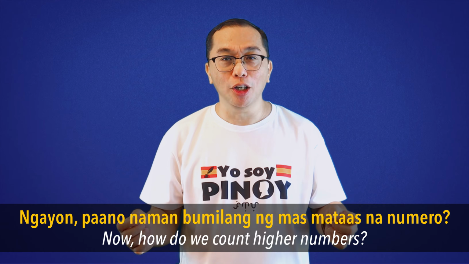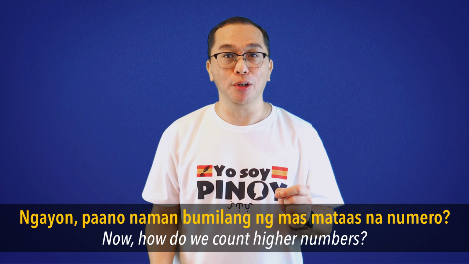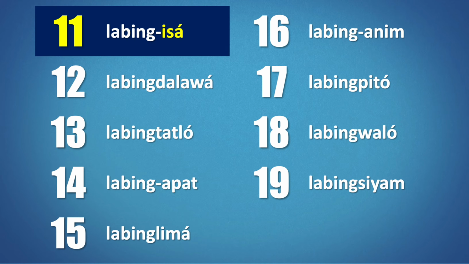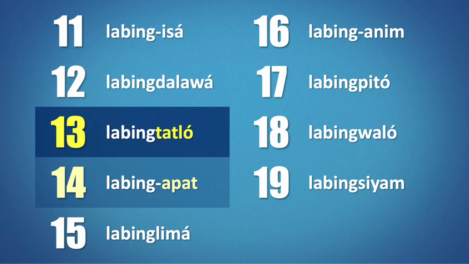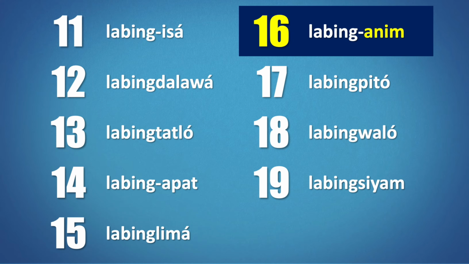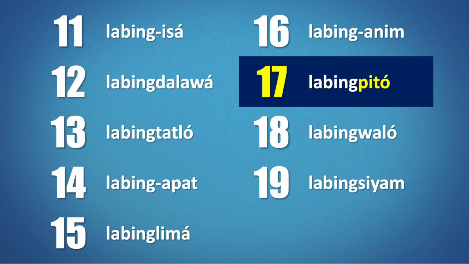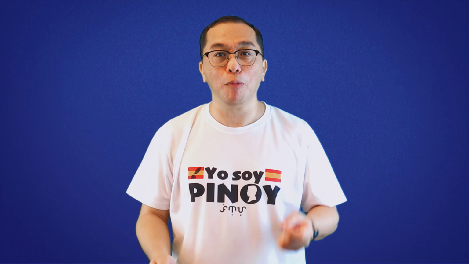Ayos ba? Ngayon, paano naman bumilang ng mas mataas na numero? Ito yon. 11, 12, 13, 14, 15, 16, 17, 18, 19. Okay, that's fairly consistent from 11 to 19. Tagalog numbers remain consistent from here on.